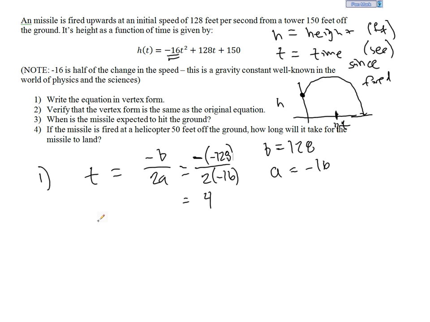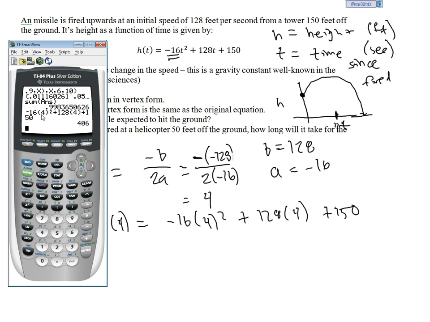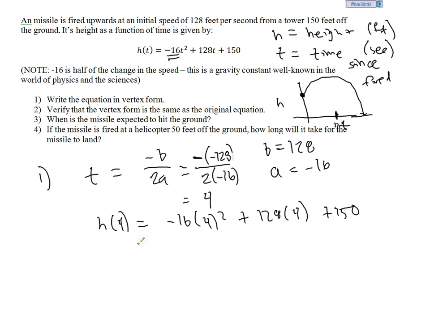And to figure out what the height will actually be, I will find h of 4, which is negative 16 times 4 squared plus 128 times 4 plus 150. So when I do that, I get 406 feet. So that means this point right here, this vertex, occurs after 4 seconds, and the missile goes up to a height of 406 feet. So it goes up pretty high. It gains about 256 feet before it begins to descend down towards the ground.